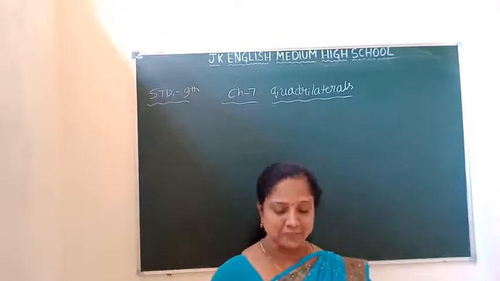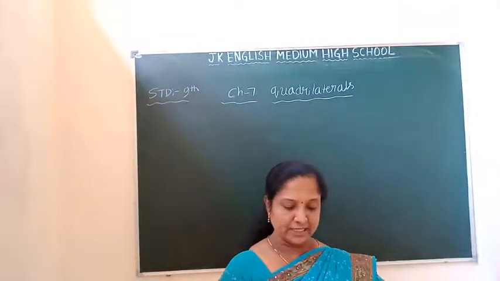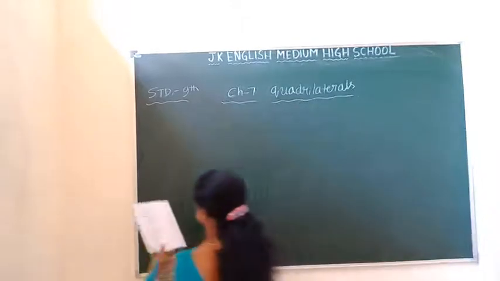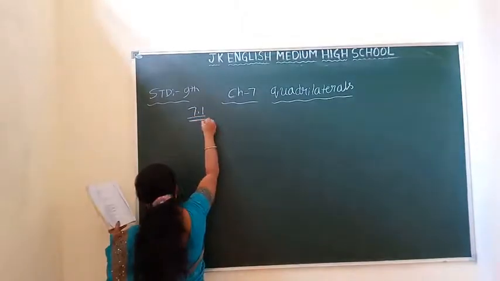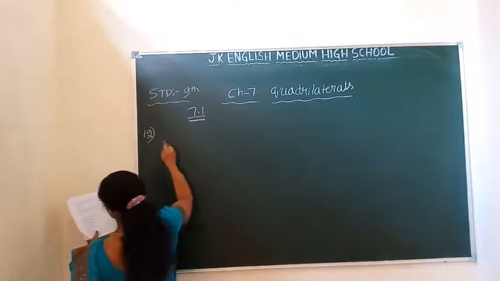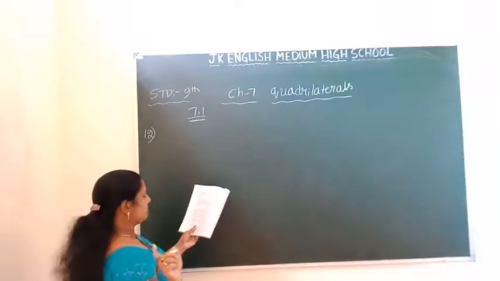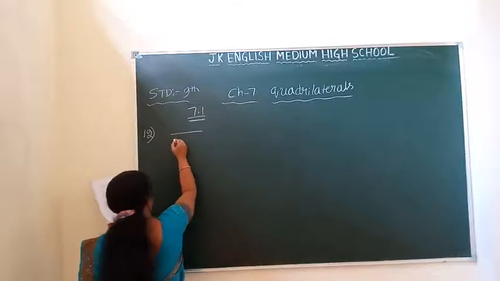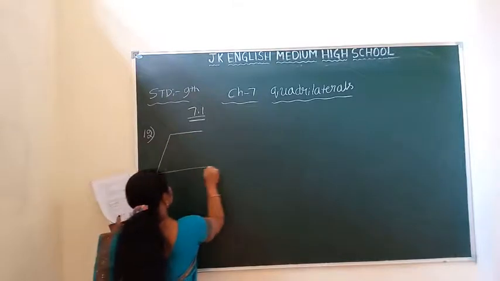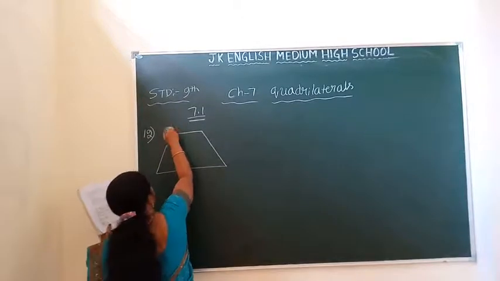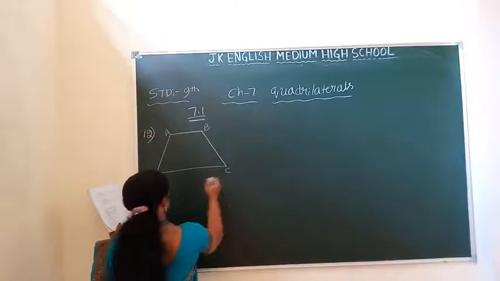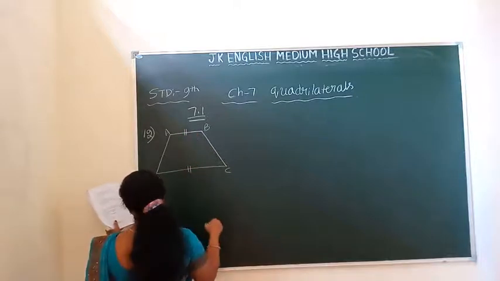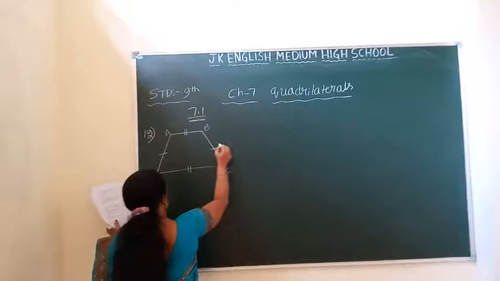Hello children, I'm going to continue chapter 7, quadrilaterals. In the 7.1 exercise, the 12th question is in this pattern. They give one trapezium: ABCD is a trapezium in which AB is parallel to CD and AD is equal to BC.